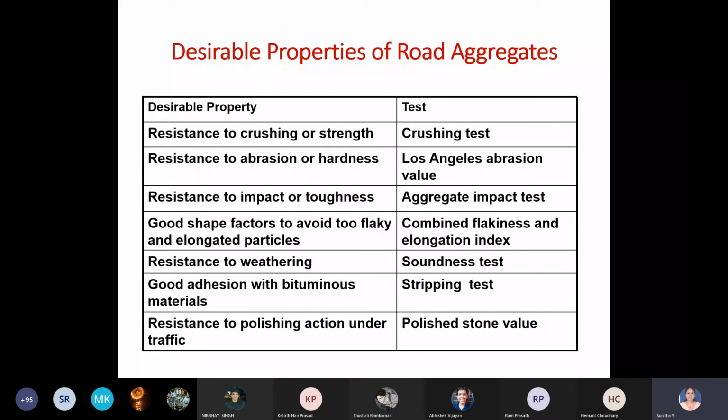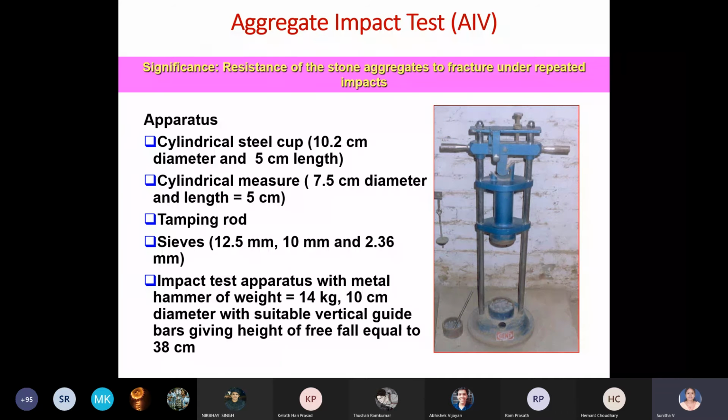Then resistance to polishing action under traffic, because you have laid the road and every day and night the traffic is going on, right? So what will happen? These aggregates will keep on getting polished, or they will deteriorate or abrade. It will keep on polishing, but it should resist that. What is the resistance to polishing? That test is called polished stone value.